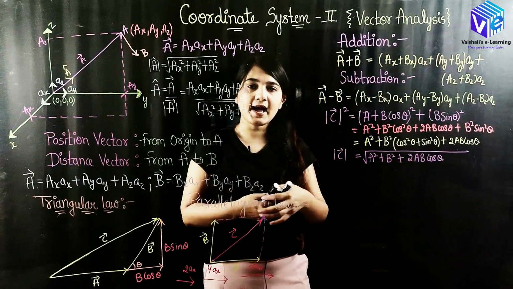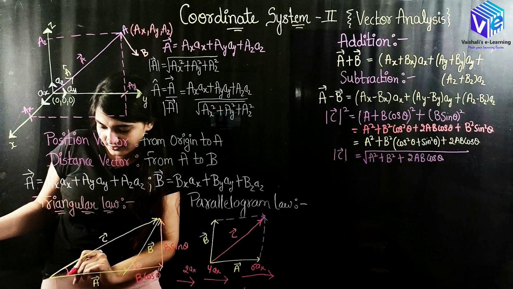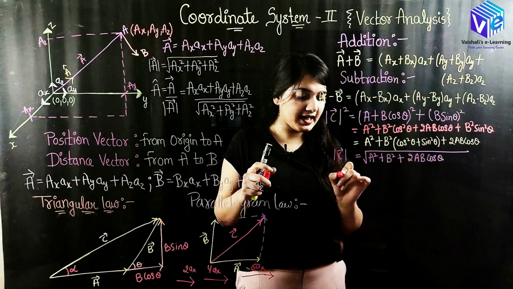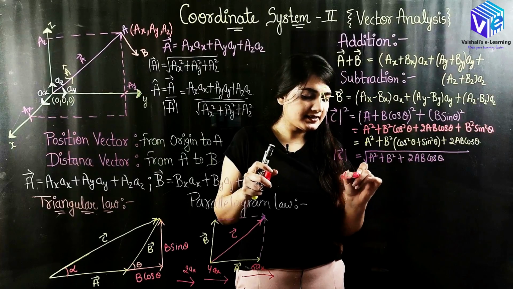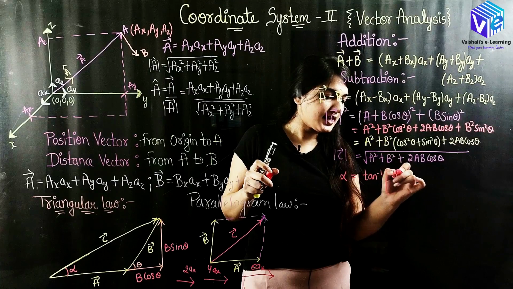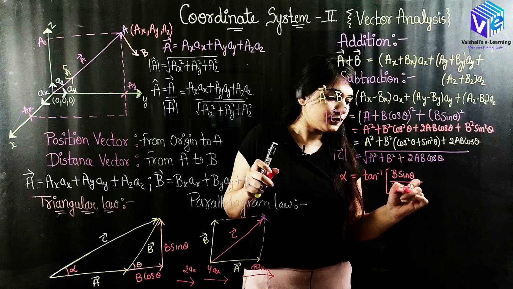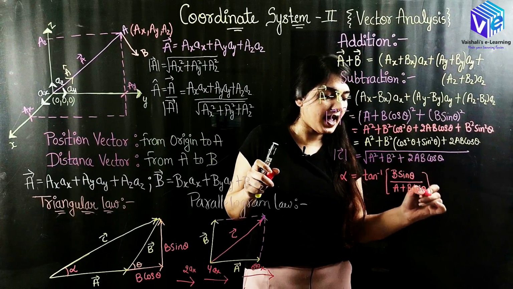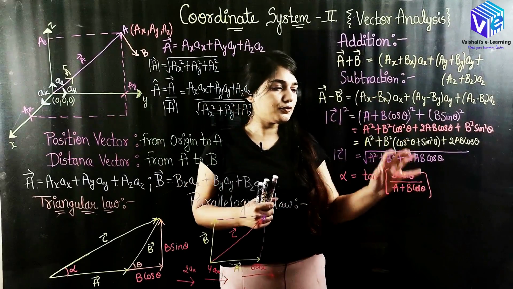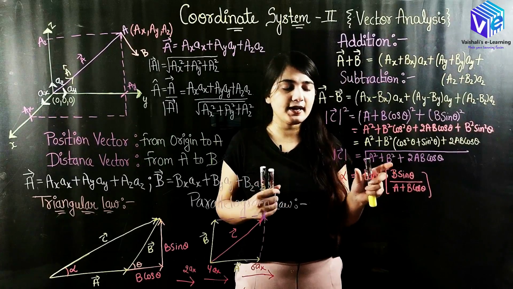In the similar manner, I can find out the angle of the resultant. If I have to find out the angle of the resultant, it is this. It is the angle of the resultant. So the angle of the resultant is alpha, and alpha is given as tan inverse of b sin theta upon a plus b cos of theta. So this is how I can find out the angle also. Angle is alpha of the resultant. So these are the two formulas which are used to find out the resultant, magnitude as well as direction.